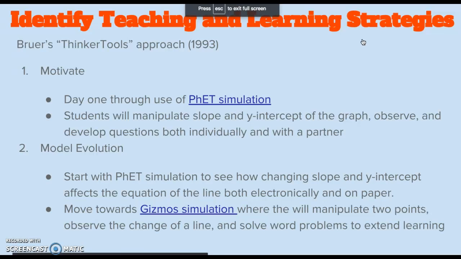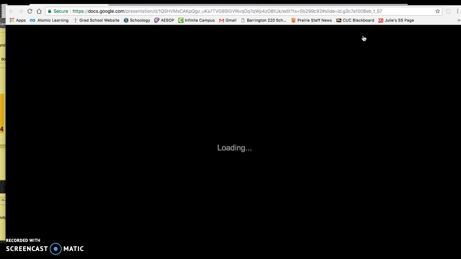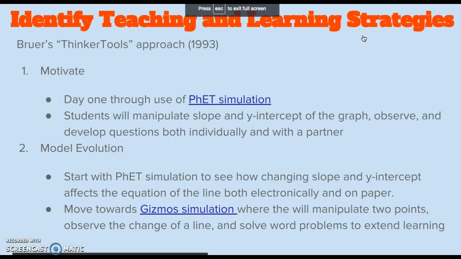We use Brewer's Thinker Tools approach to aid in our lesson design. Brewer's first step of his approach is to motivate. Students will be motivated during day 1 of our unit.